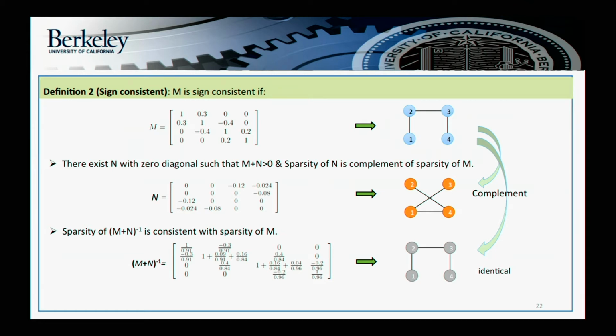The second definition is what we call sign consistent matrices. We call a matrix M sign consistent if all these three conditions are satisfied. And in addition to that, for each non-zero entry of matrix M, its corresponding entry in M plus N inverse should flip sign. So as you can see here, this term is positive and its corresponding term here is negative. So this matrix M is also sign consistent.